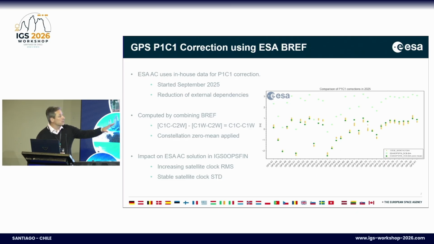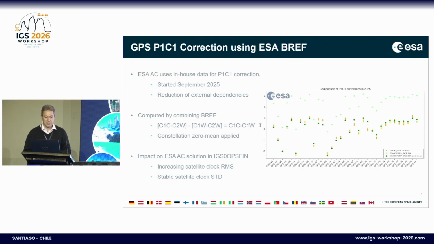We can see it on the right-hand side on the graphic. These green dots are all the biases we generated out of the bias reference frame. But we also see the offset compared to the monthly code biases shown in yellow. And this we solved by putting a zero mean condition on the biases.